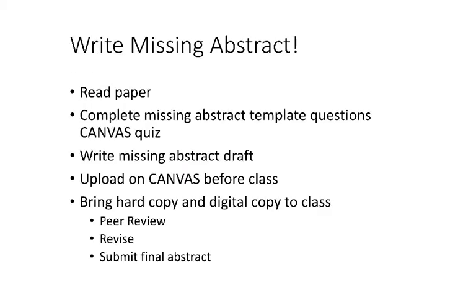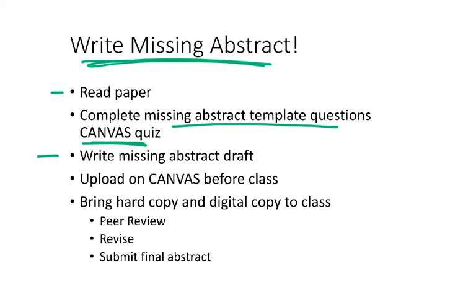Okay, so now your assignment for this week is to write the missing abstract for this paper that we provided for you. So go ahead and read that paper. On Canvas, there's a quiz where you're going to fill in some questions that'll help you write that missing abstract. Then you'll write the full missing abstract draft, upload that on Canvas before you come to class, and then when you come to class, bring a hard copy and a digital copy of that abstract draft with you, and we'll do some peer review, we'll revise it, and then submit a final abstract in class.